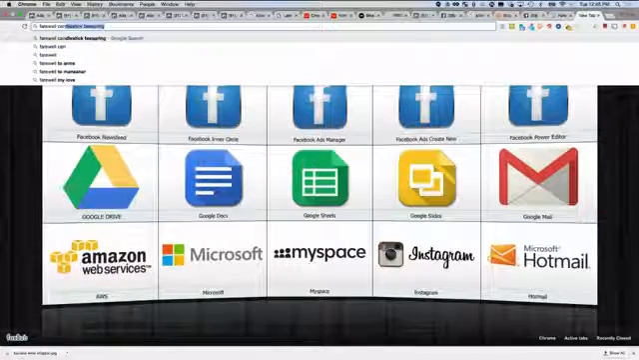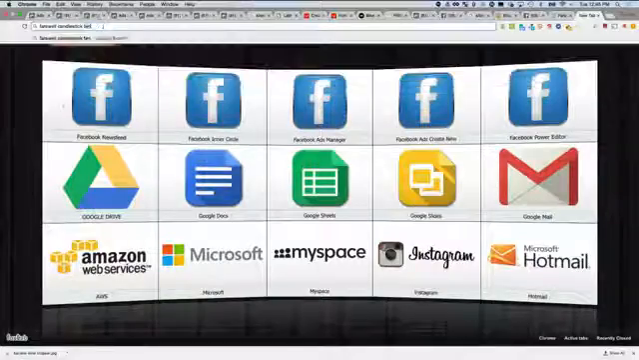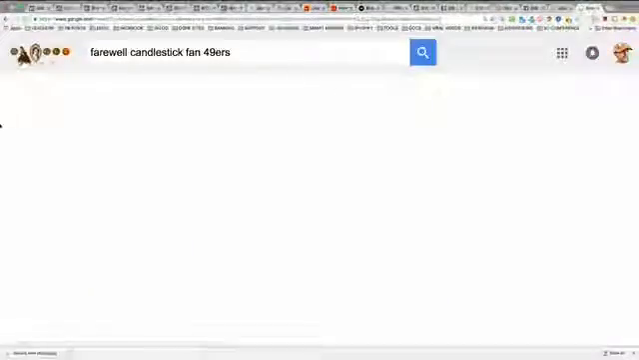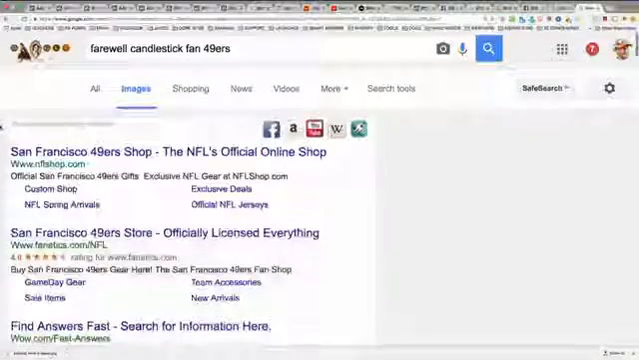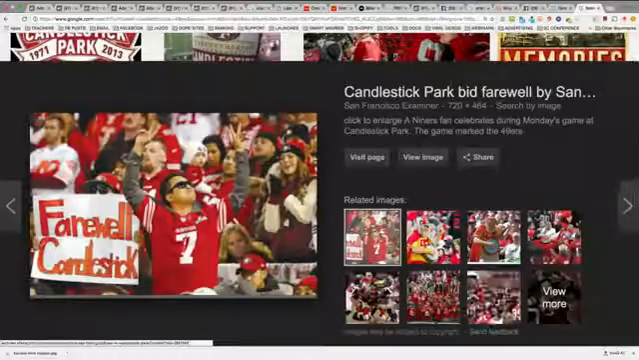What happened was, I'm a San Francisco Giants fan, a San Francisco 49ers fan. That's where I grew up. There was somebody, a fan in the audience. Maybe I could even show you. It all changed for me one day: farewell, candlestick, fan, 49ers. Let's see. If I can't find it, I can't find it. But all that happened was, see how there are all these pictures of fans? There he is. There it is. This is the famous picture that changed everything for me.